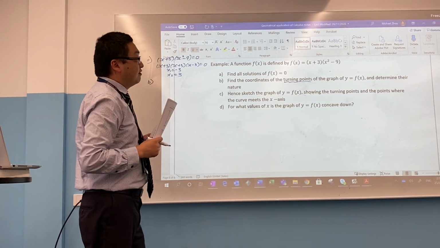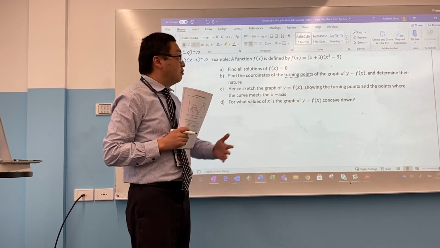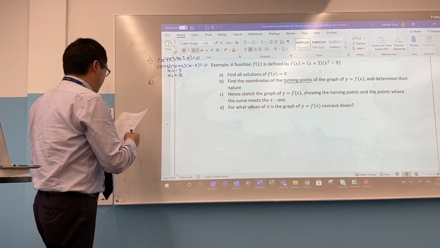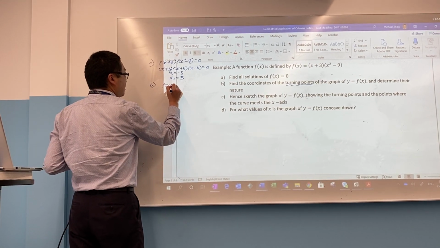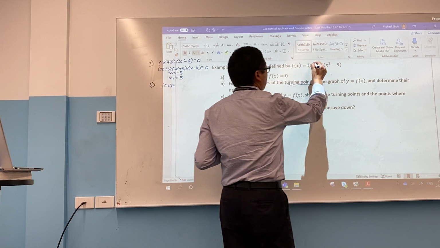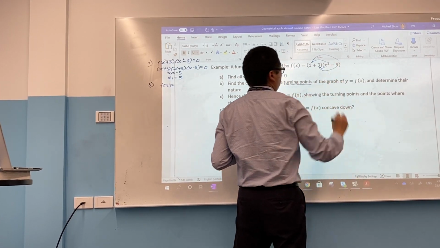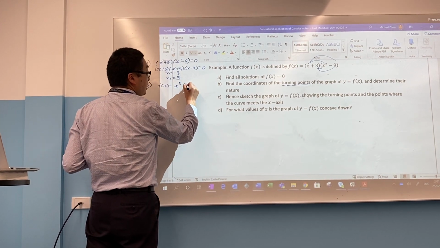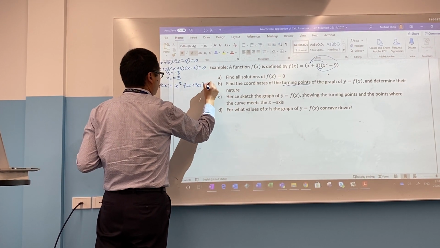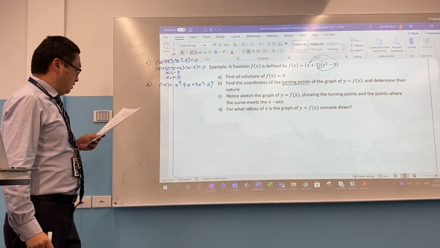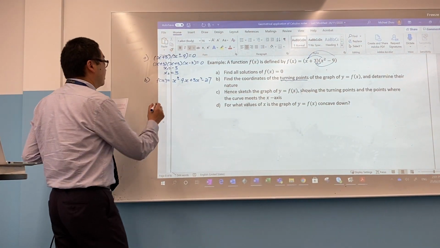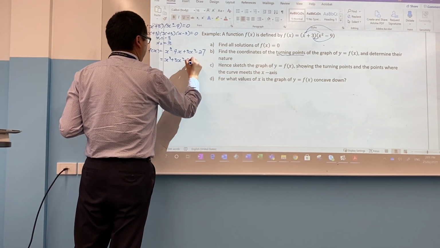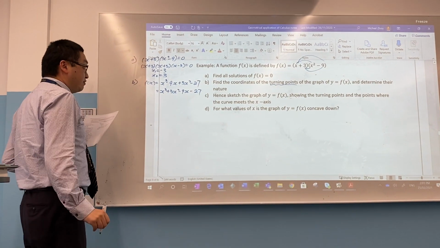Now, many of you have done the product rule, yeah? But because it's one bracket times another bracket, I'm just going to expand the brackets. So f of x equals x cubed minus 9x plus 3x squared minus 27. You guys okay with that? I'm going to write down x cubed plus 3x squared minus 9x minus 27. So that's f of x.